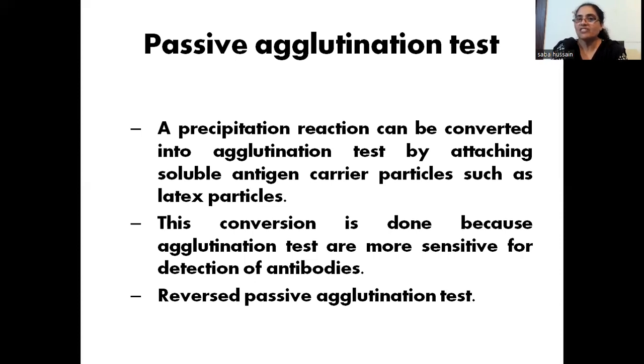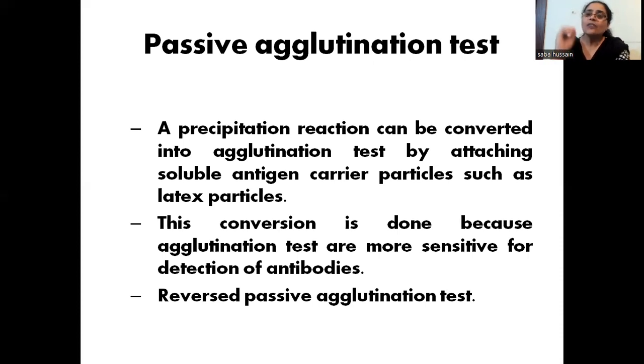A precipitation reaction can be converted into an agglutination test. That means a soluble antigen is converted into a particulate antigen by attaching the soluble antigen to carrier particles such as latex particles, which I have talked about in earlier slides also. This conversion is done because the agglutination test is more sensitive, so a smaller amount of antibodies will also be detected.